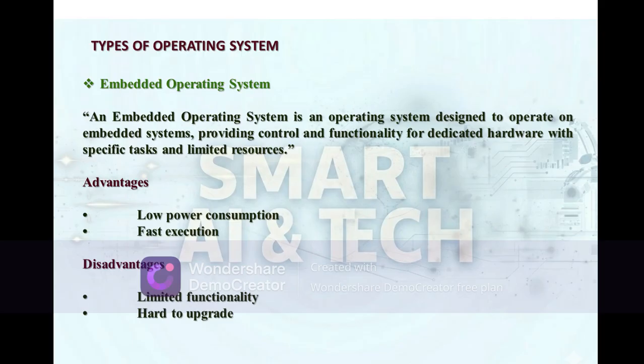The advantage of the mobile operating system is that it is optimized for portability and the app ecosystem. But it has disadvantages: it is limited compared to desktop operating systems, and security is a big risk. Examples of the mobile operating system are Android and iOS.